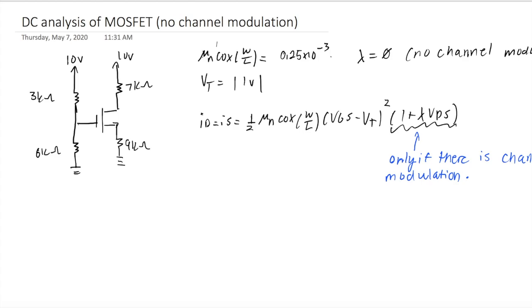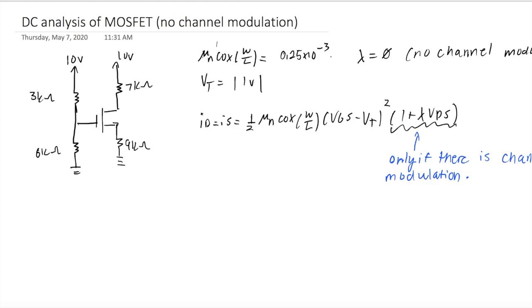And the formula that we're using here is just below. It's 1/2 mu n cox W over L multiplied by (VGS minus VT) squared multiplied by (1 plus lambda VDS) equals ID equals IS. And really important to note, the drain current is equivalent to the source current, and there's no current in the gate. That's very specific for MOSFETs, and that's the only way we'll be able to solve them. And in this case, there is no channel modulation, so 1 plus lambda VDS is simply just 1.